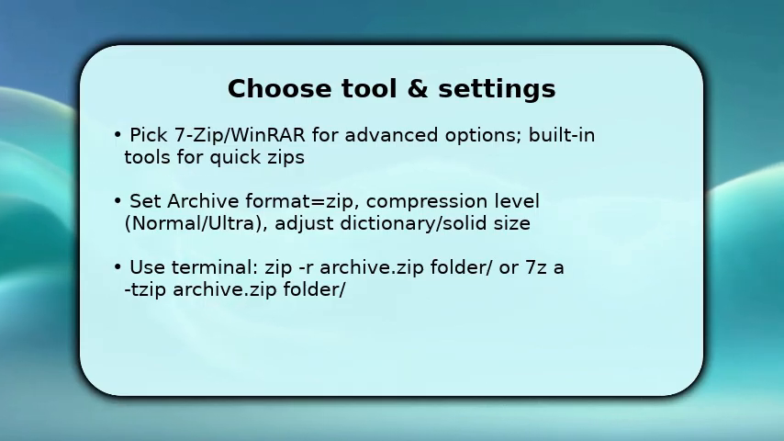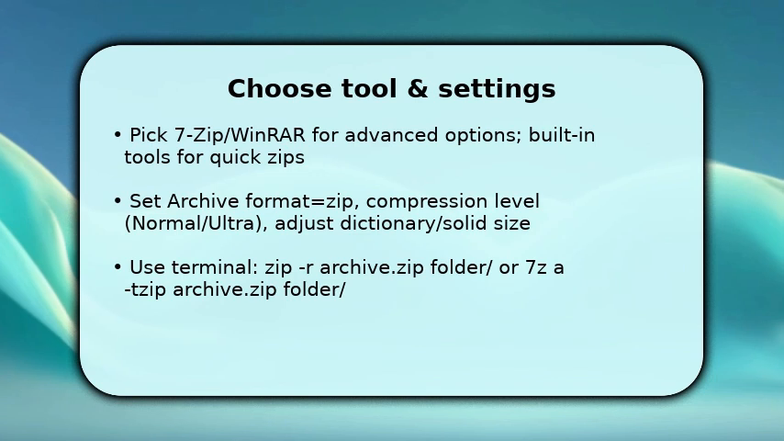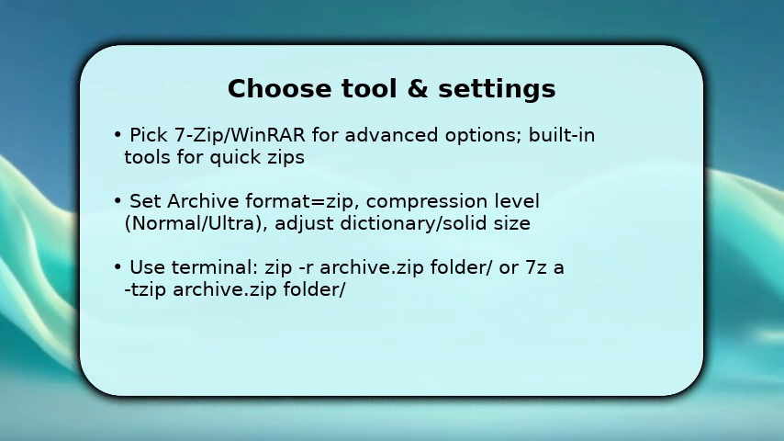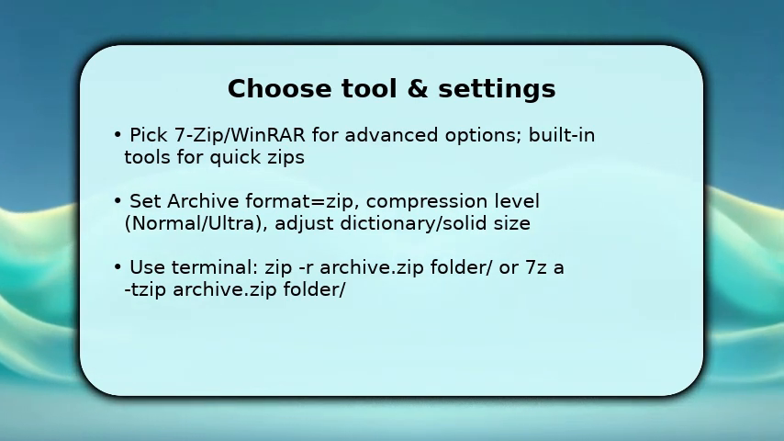On Mac OS and Linux, use Terminal: zip -r archive.zip folder/ or 7z a -tzip archive.zip folder/. Once configured, test the archive and compare sizes. Make trade-offs between CPU time and saved bytes.